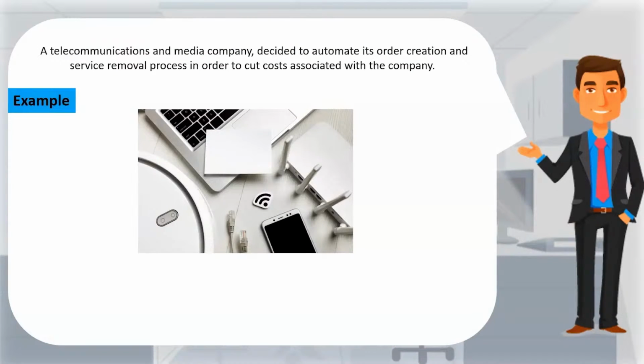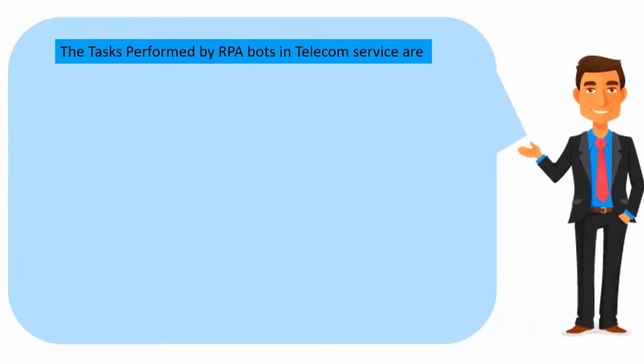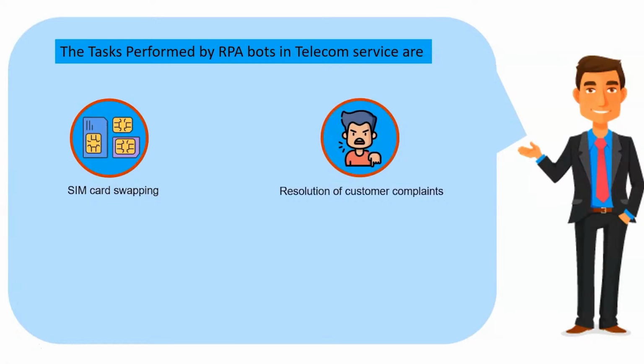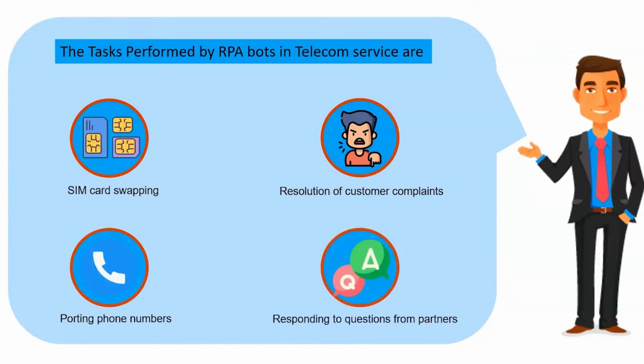Consider an example: a telecommunications and media company decided to automate its order creation and service removal process to cut costs associated with the company's speed booster discount service and deal with a massive amount of transactional data. With the implementation of RPA, it becomes simple to automate the order build process and service removal activity. The tasks performed by RPA bots in telecom service are: checking credit and SIM card swapping, resolution of customer complaints, porting customer phone numbers, and responding to questions from partners.